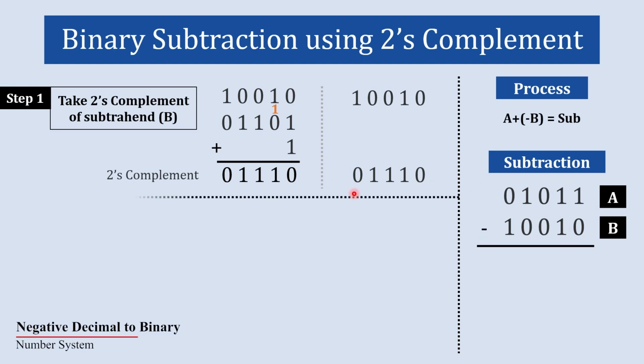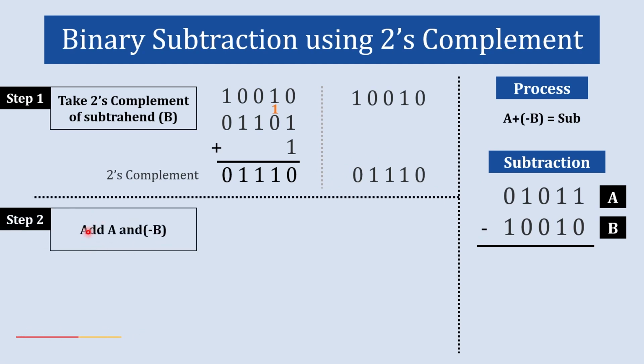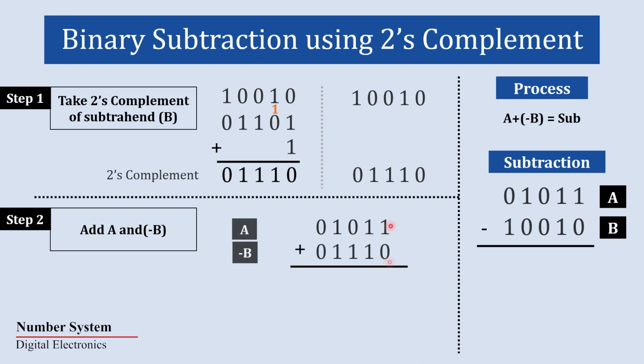Now let's go for step number 2. Here in step number 2 we just add A and the 2's complement of B. A is 0 1 0 1 1 and 2's complement of B is 0 1 1 1 0. So now let's add these two numbers. 0 plus 1 is 1, 1 plus 1 is 0, 1 is carry to the next column, 1 plus 1 is 0, 1 is carry to the next column, 1 plus 1 is 0 and 1 is carried to the next column, and that 0 plus this 1 is 1. 1 plus 0 plus 0 is 1. So the answer of this addition is 1 1 0 0 1.